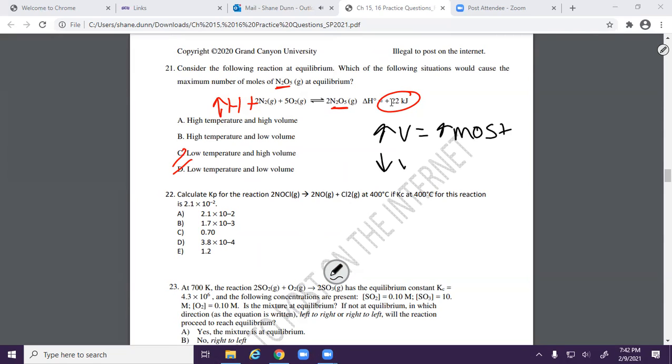A decrease in volume favors the side with the least. I keep repeating myself because that's how you guys should be doing these problems.